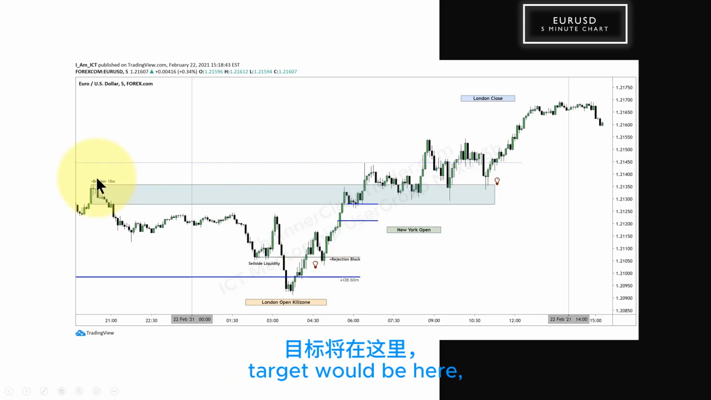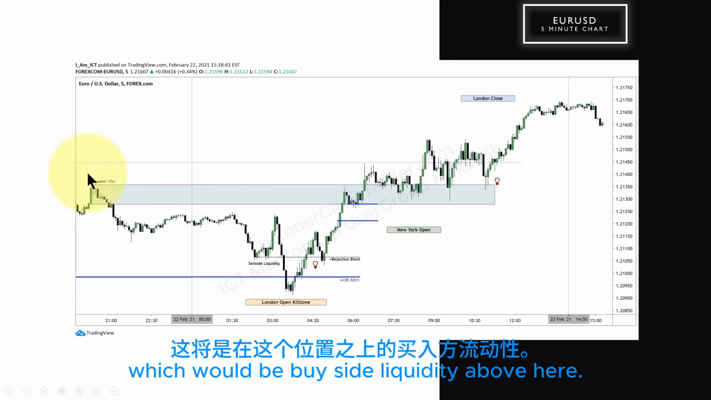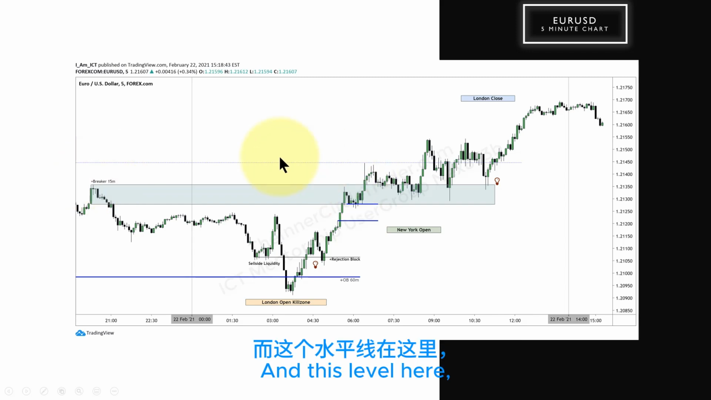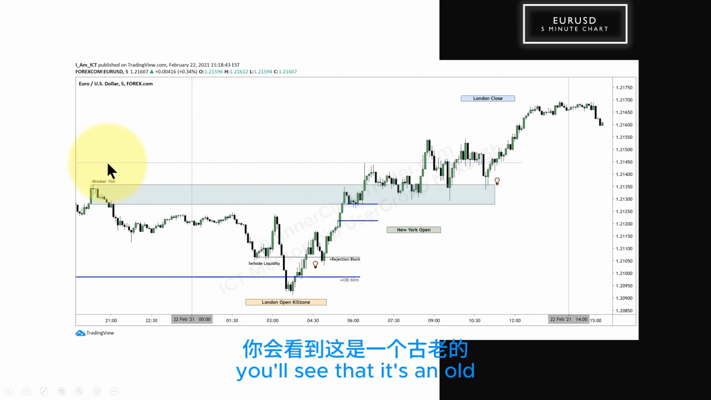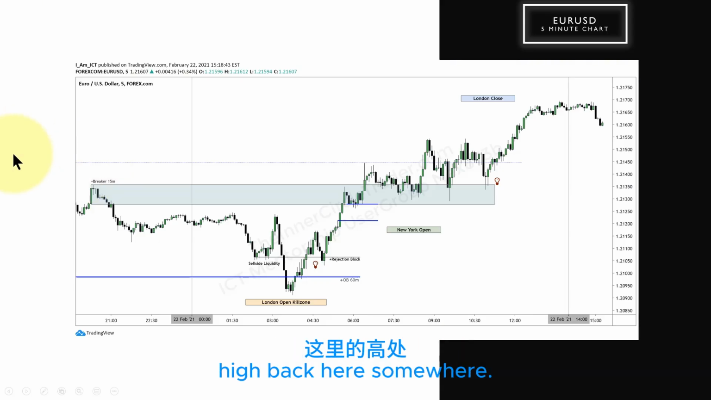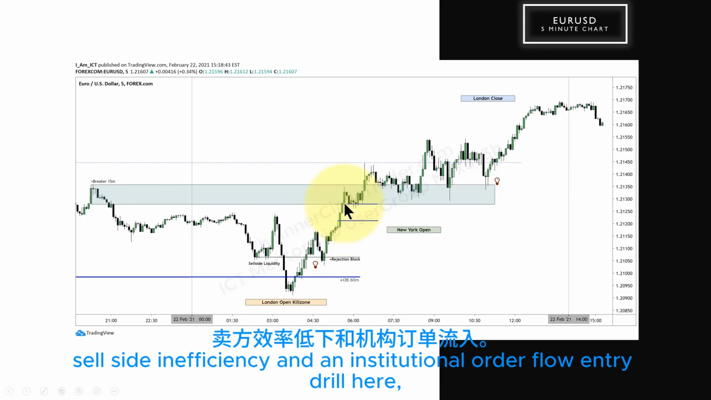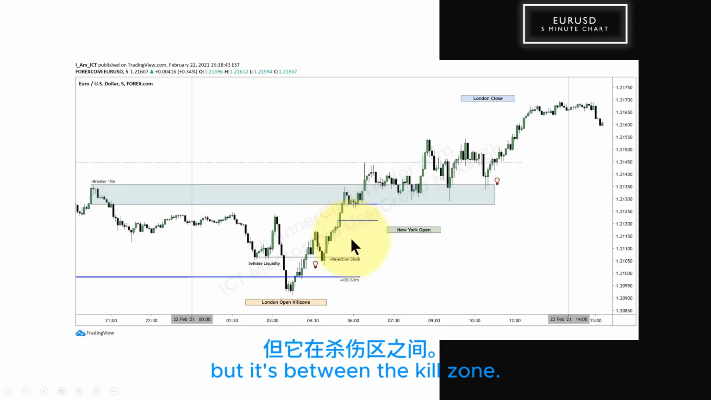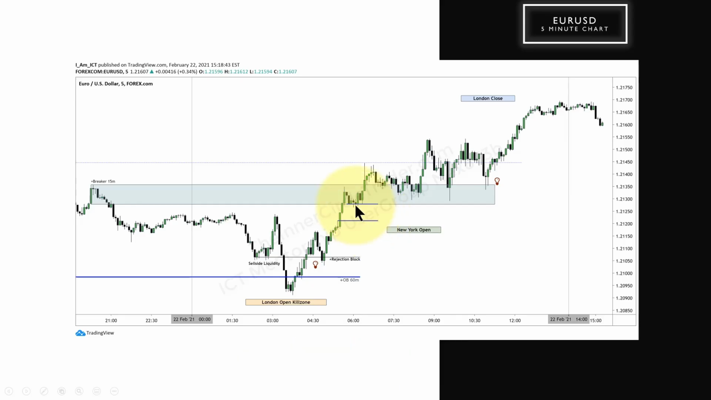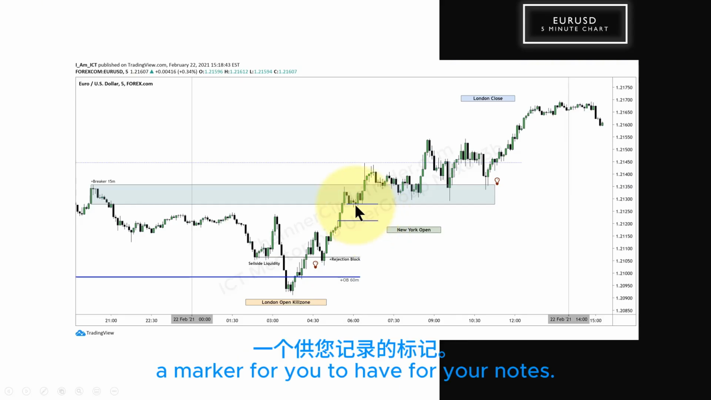Initial target would be here, which would be buy side liquidity above here. And this level here, if you go back further on your chart, you'll see that's an old high back here somewhere. So it runs to that liquidity, comes back down, and there's a buy side imbalance, sell side inefficiency, and an institutional order flow entry drill here, but it's between the kill zones, so I'm just adding it as a marker for you to have for your notes.